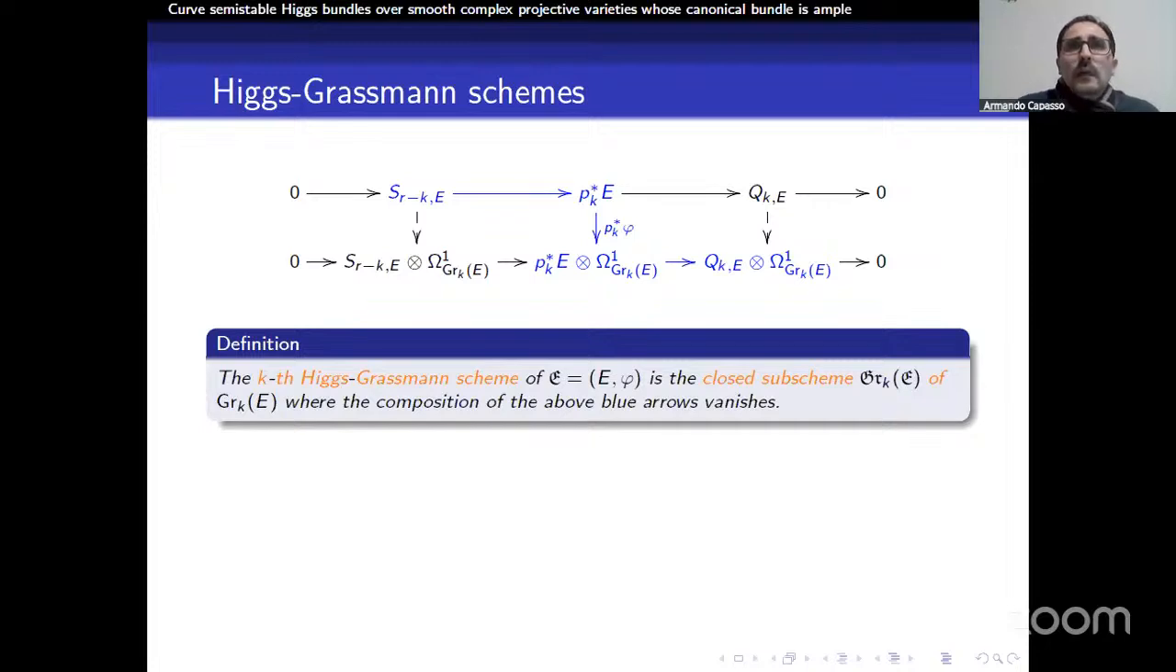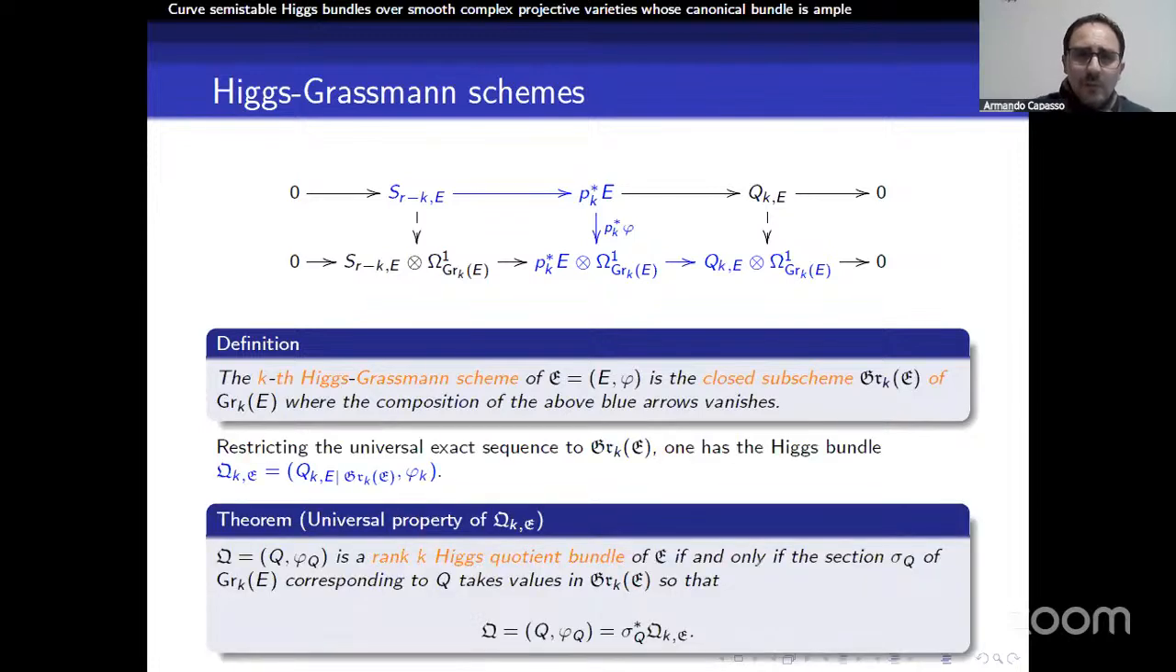Indeed, there are examples where these schemes are not equidimensional, not reduced, maybe not irreducible and not smooth. So these are projective schemes. These are called, of course, Higgs-Grassmann schemes because they satisfy the following universal property.